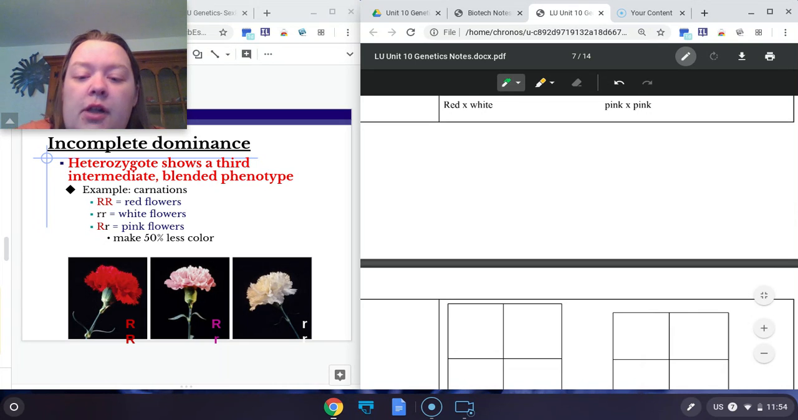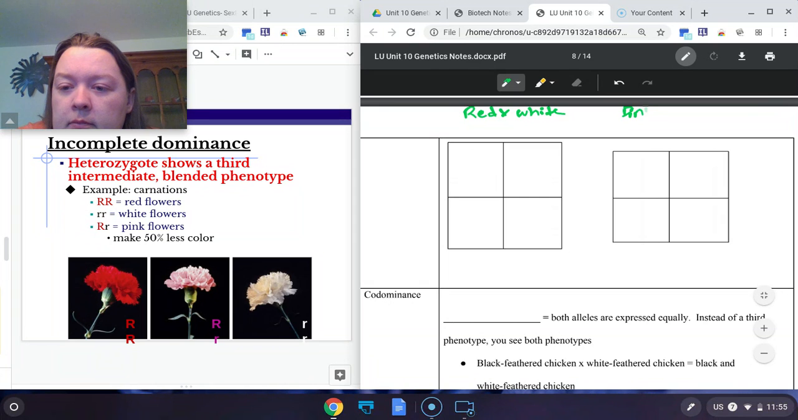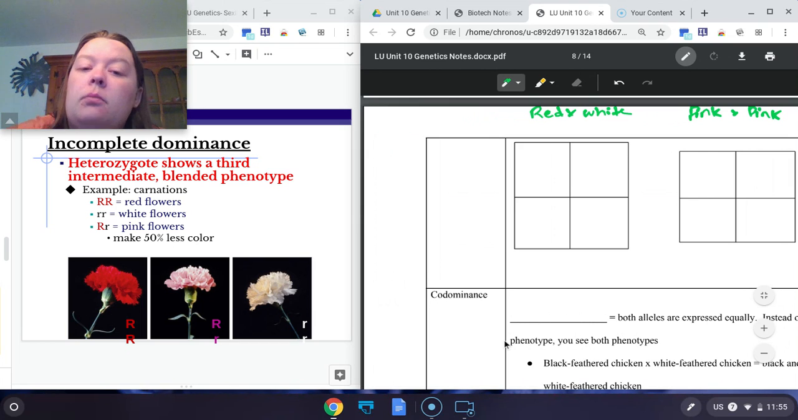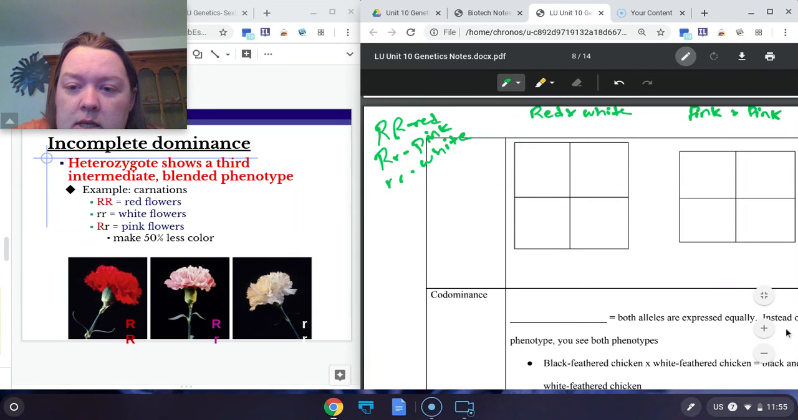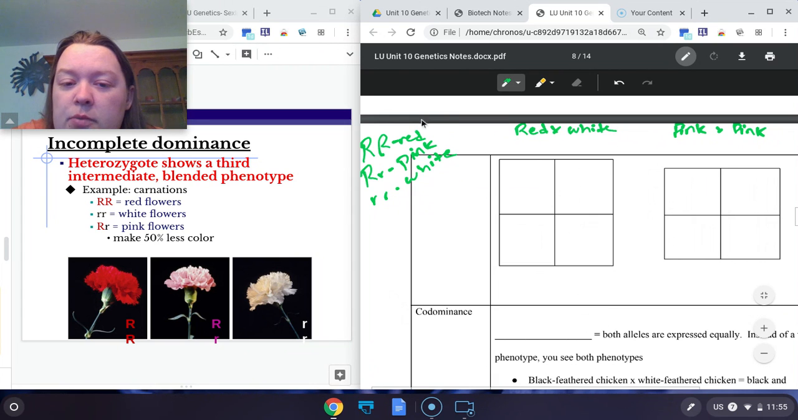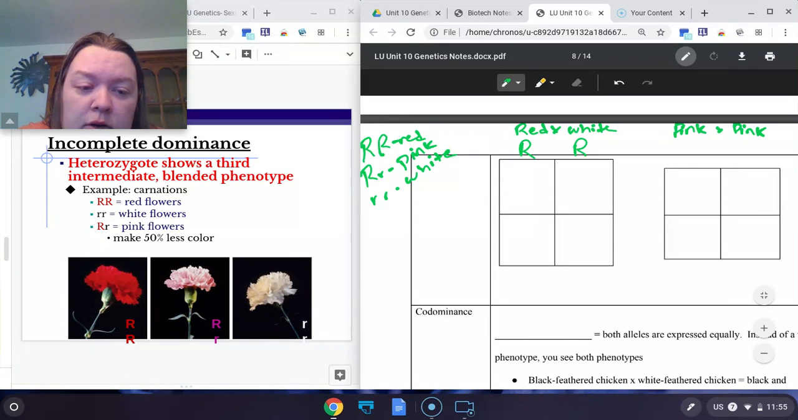So we're going to look at what this would look like in a cross. We're going to have a red and a white, and then we're also going to mix a pink with a pink. Whenever we're working with incomplete dominance, I always am all for making a key. So in this case, we know that big R represents red for the flower. Big R, little r would appear pink. And little r would appear white. So always make a key. Now I'm going to mix a red flower and a white flower. My red flower, red is going to be big R. And my white flower is going to be little r.